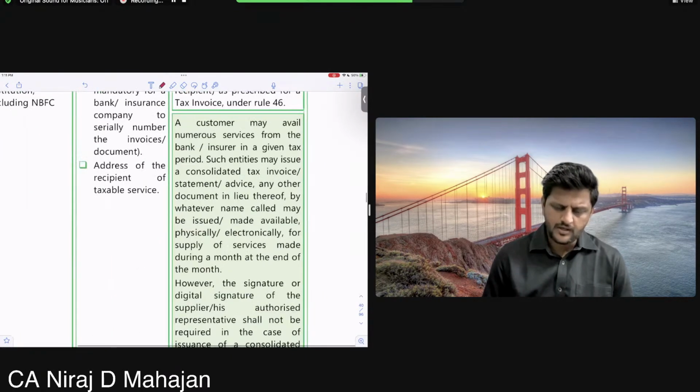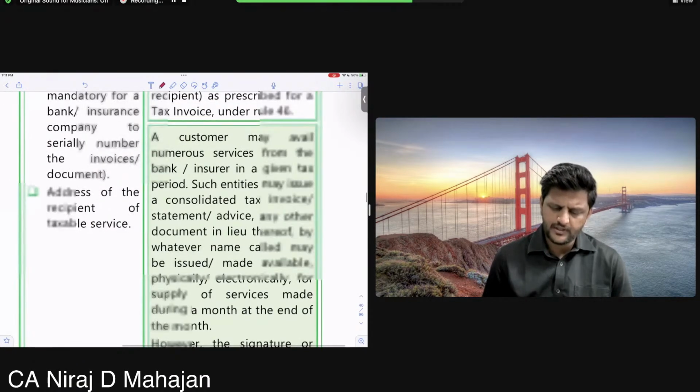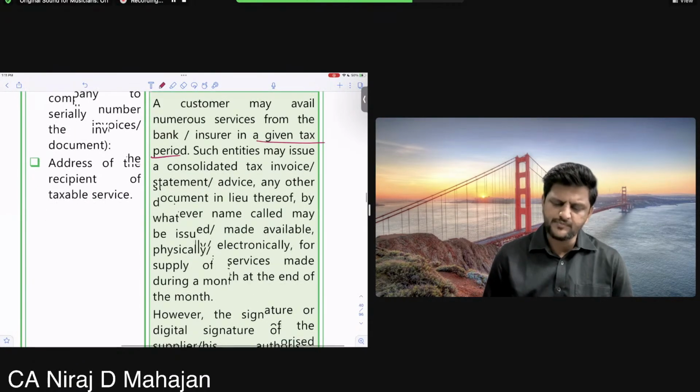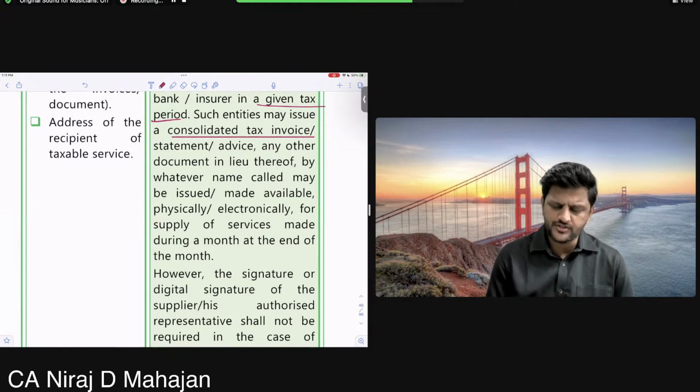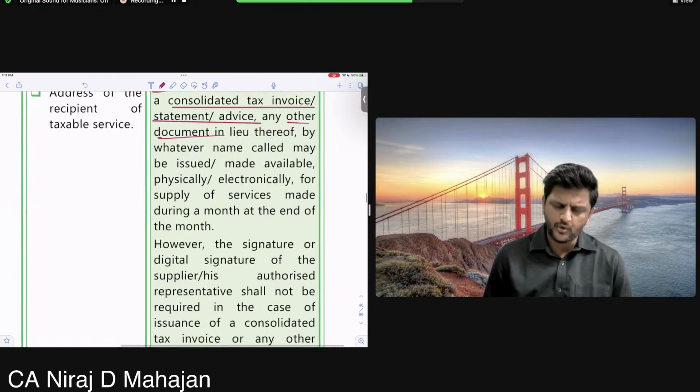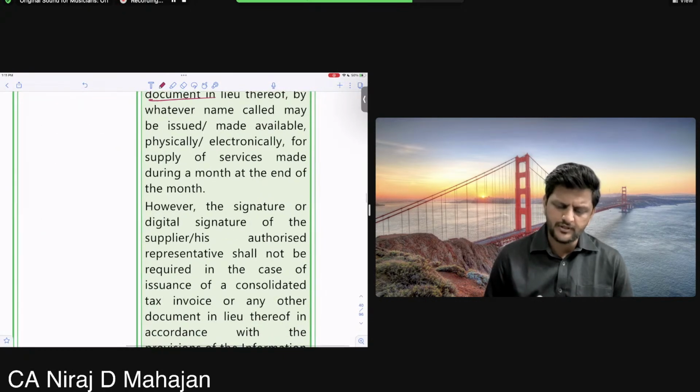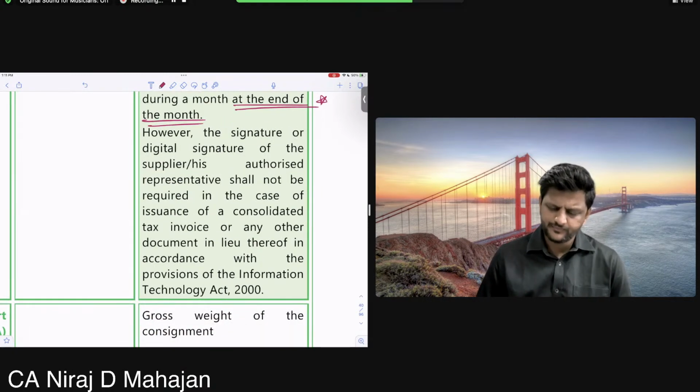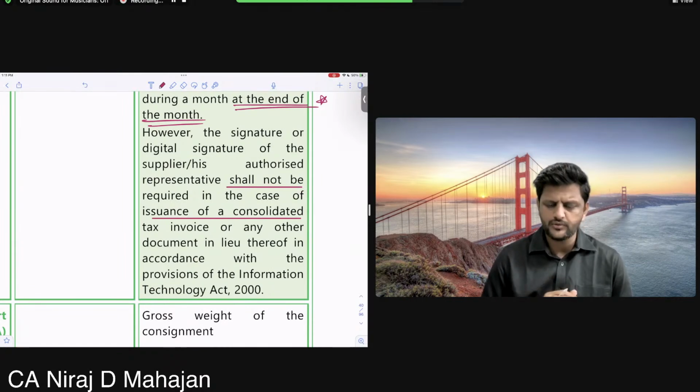Check. A customer may avail numerous services from the bank in a given period. Such entities may issue a consolidated tax invoice or a statement or advice, or any other document in lieu thereof, by whatever name called. It may be issued, physically or electronically, for supplies of services made during the month, at the end of the month. However, signature or DSC shall not be required in the case of issuance of a consolidated tax invoice or any other document thereof. So even, bachcho, digital signature is not required. Okay.